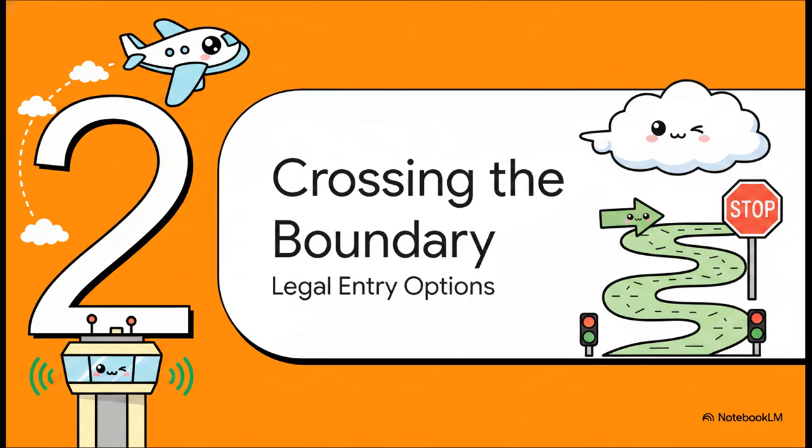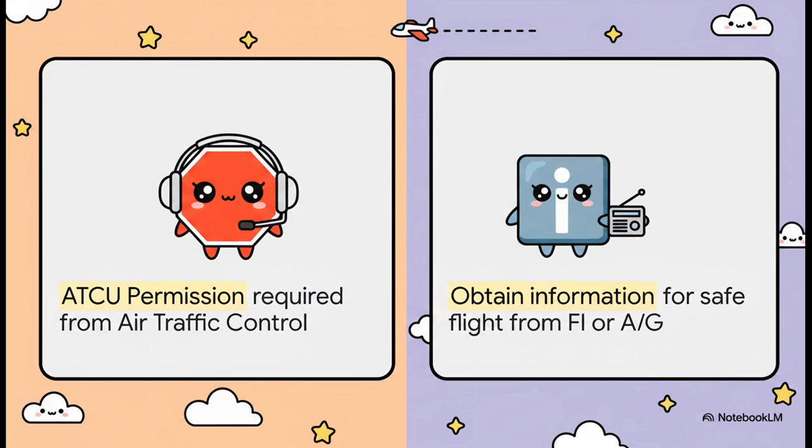Moving on to Section 2, crossing the boundary, and your legal ATZ entry options. So how do you actually legally cross into this 2,000-foot cylinder? You can't just breeze right through without following some very strict legal protocols. Rule 45 gives us 2 distinct pathways for entering, taking off from, or landing within the zone.